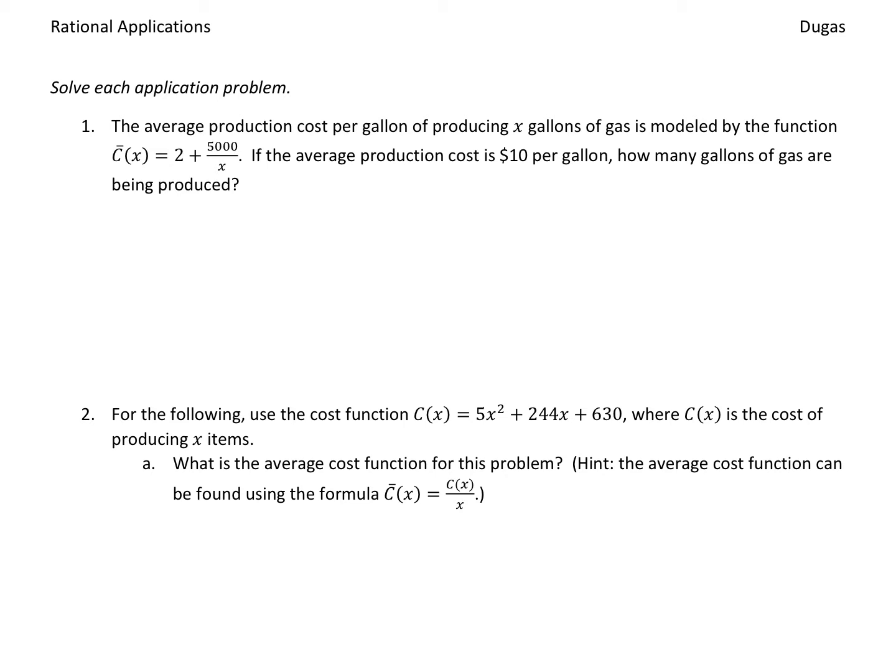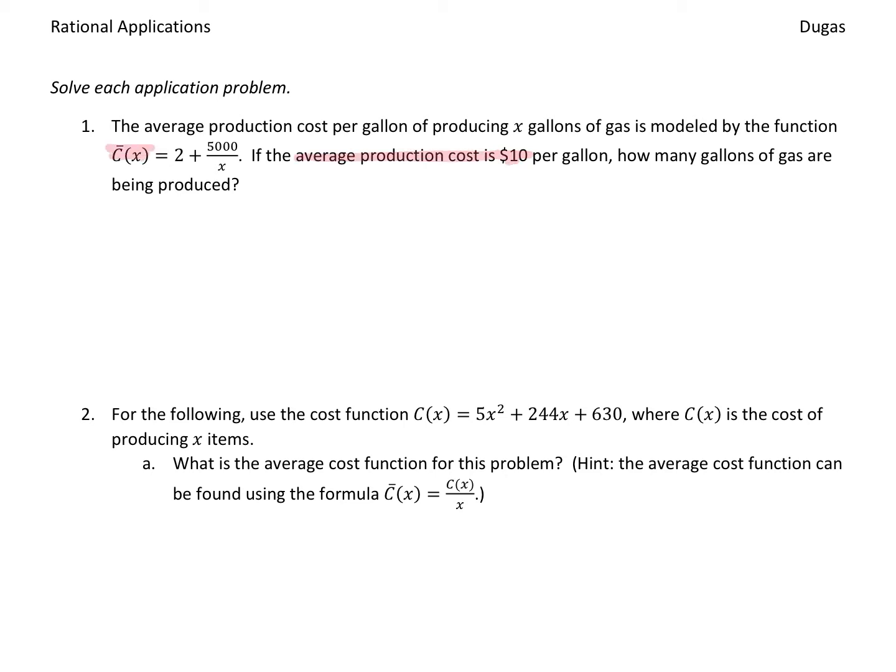So the first one, the average production cost per gallon of producing X gallons of gas is modeled by the function. If the average production cost is $10 per gallon, how many gallons of gas are being produced? So the average cost is given by this C of X function. And notice that it has a little line above it. That's going to indicate the average cost, whereas just the C of X function is the cost function. So the average production cost is $10 per gallon. So they're telling you what the average production cost is.